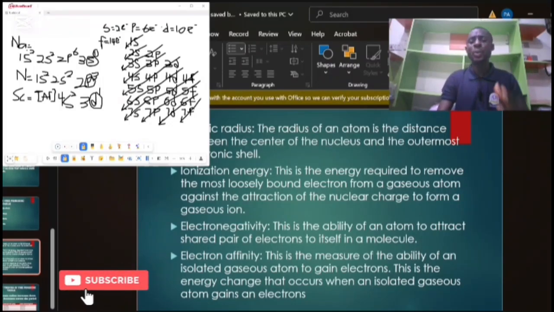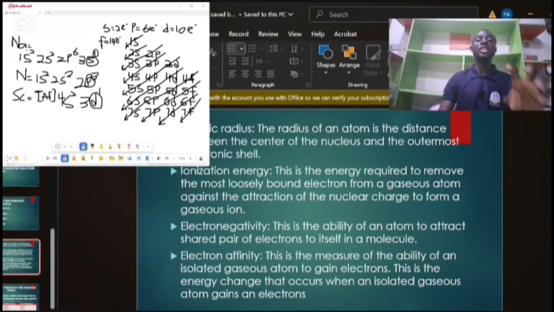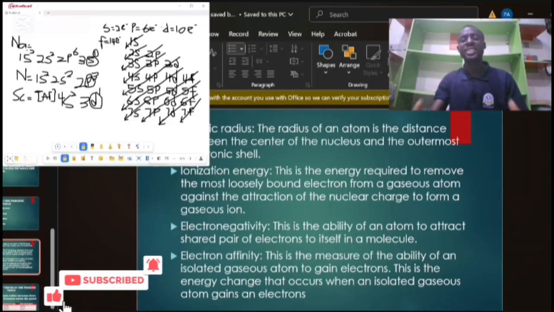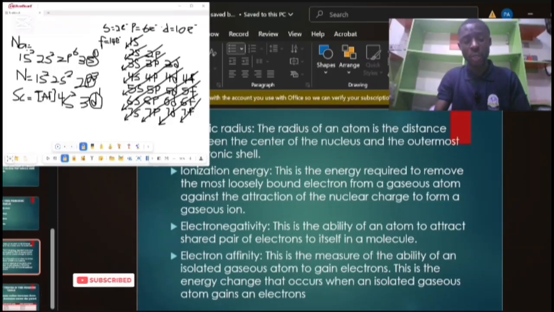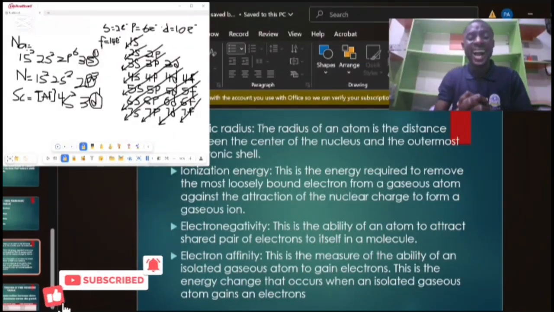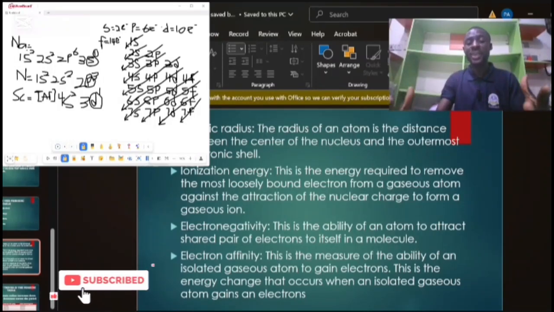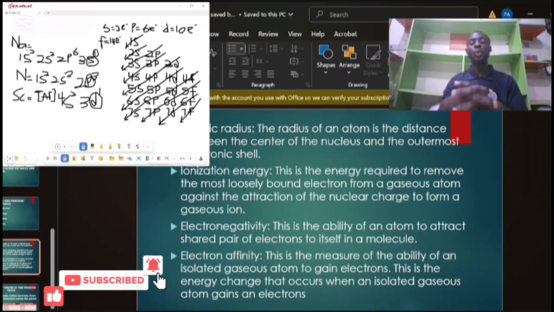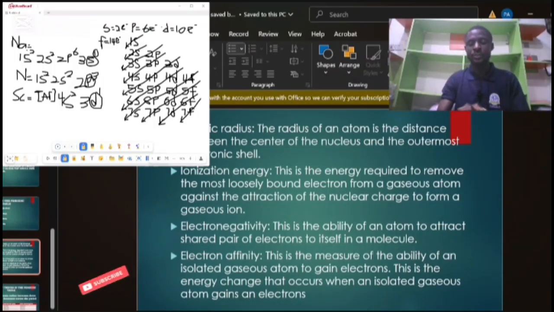Ionization energy is the energy required to remove the most loosely bound electron from a gaseous atom against the attraction of the nuclear charge to form a gaseous ion. What is electronegativity? This is the ability of an atom to attract shared pairs of electrons to itself in a molecule. What is electron affinity? This is the measure of the ability of an isolated gaseous atom to gain electrons. This is the energy change. It can also be defined as the energy change that occurs when an isolated gaseous atom gains an electron.